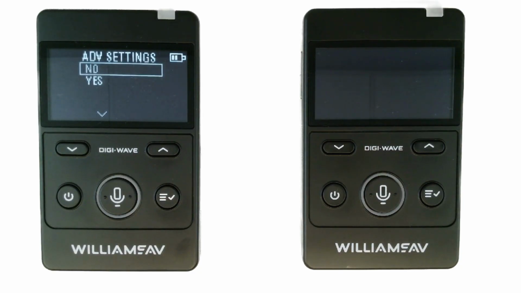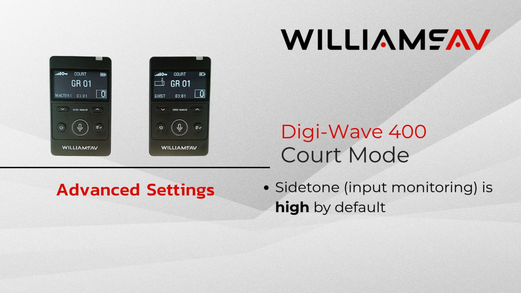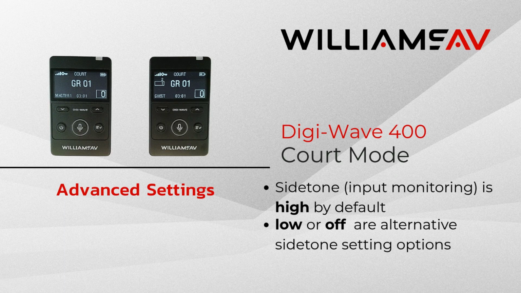Step 12. Advanced Settings. Finally, you'll see the Advanced Settings option. If you select No, the configuration will be completed and you'll be advanced back to the main screen. In court mode, the side tone setting is high as a default. With this setting, anyone using a DLT will monitor their own voice in the headset at the loudest volume available. This can be set to low or off, alternatively.